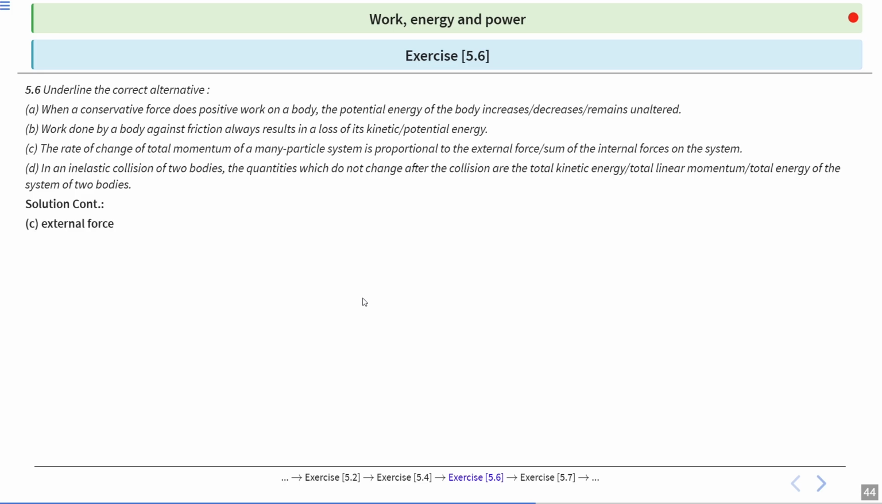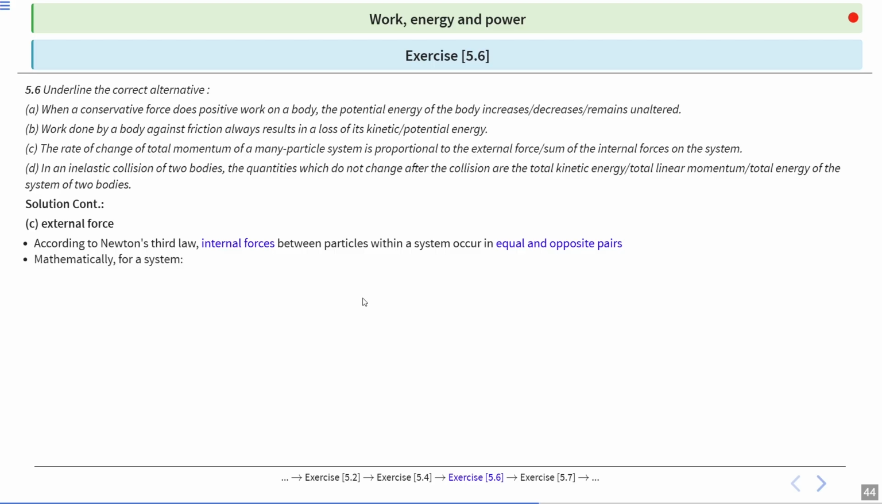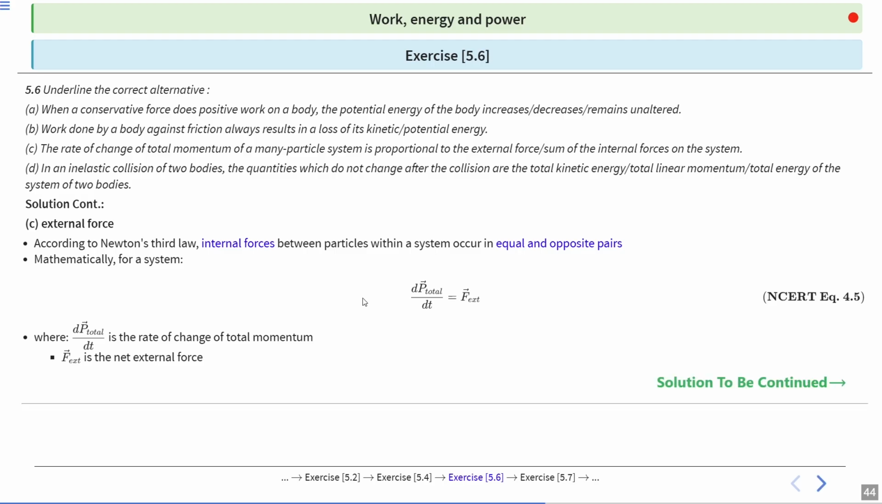Now see, the answer is external. According to Newton's third law, internal forces between particles within a system occur in equal and opposite pairs. So mathematically, for a system, the rate of change of momentum is equal to the net applied force. So dp upon dt is the rate of change of momentum, and F external is the net external force. Yes or no?